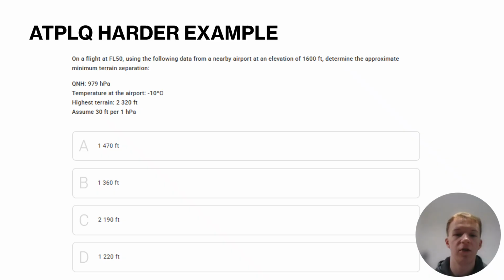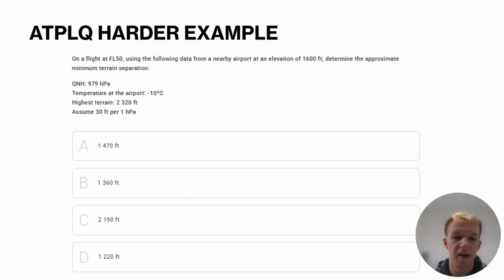So here we've got just an example from everyone's favourite question database, ATPL. This is a bit of a harder question. However, this is the sort of question you'll be getting in the exam. Often they like you to do the conversions and find a true altitude, and then they want you to use that, maybe to find terrain separation. They maybe want you to convert from a true altitude back to an indicated altitude, and back to a pressure altitude to find a minimum flight level maybe.